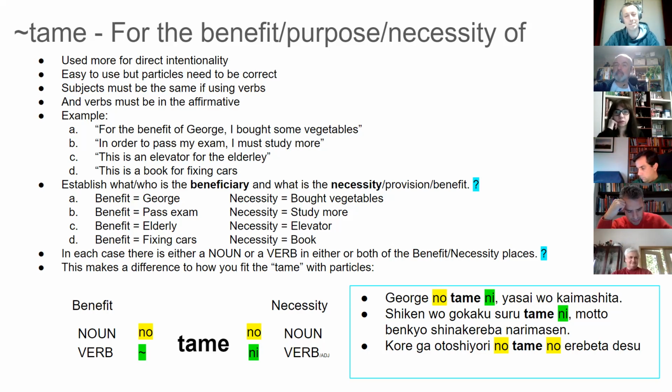So they're both koreisha. Yeah, I think they're both equally polite as well.